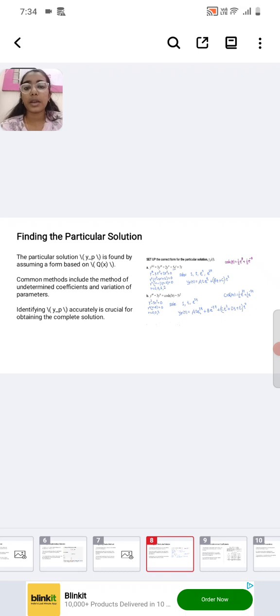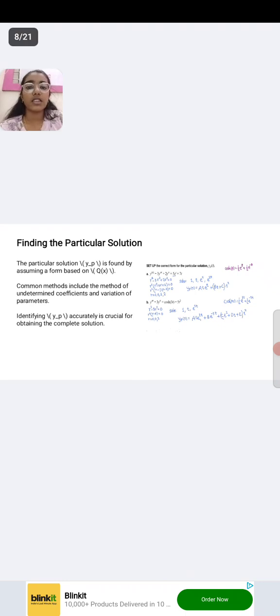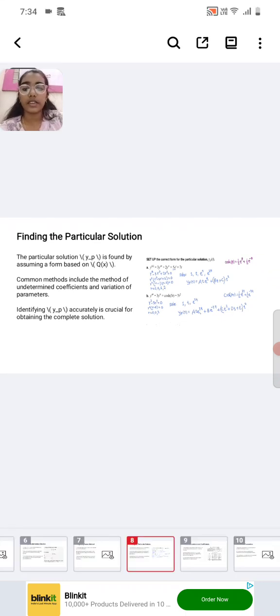Next is finding the particular solution. The particular solution is found by assuming a form based on q(x). Common methods include the method of undetermined coefficients and variation of parameters. Identifying this accurately is crucial for obtaining the complete solution. These are some examples for setting up the correct form of the particular solution. Using this, we can solve all the other questions which are given.